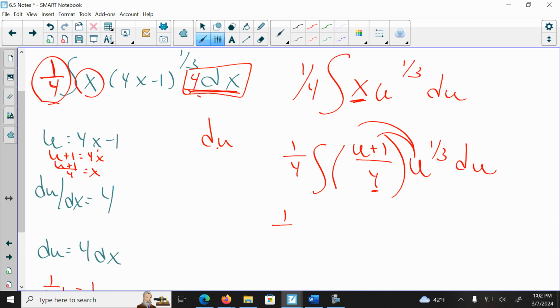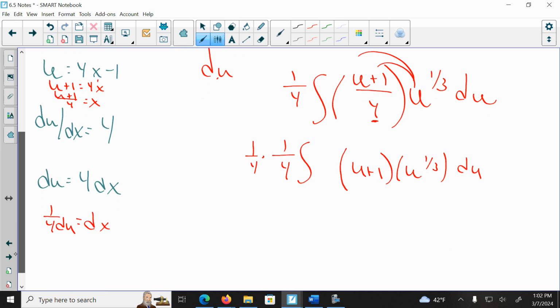Do you want me to write it like this? I can write it like that. Can you not put it all the way in front? I can put it all the way in front. Would you like me to do that? Okay, so they're voting for bringing it in front, so times 1/4, so that'll end up being 1/16.